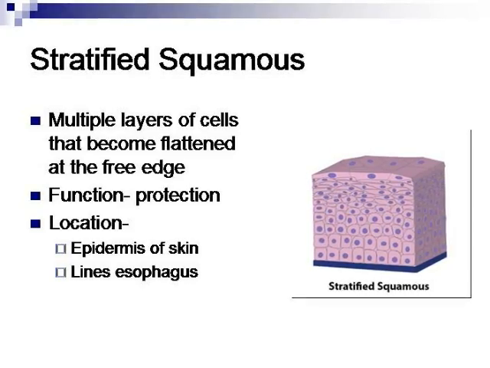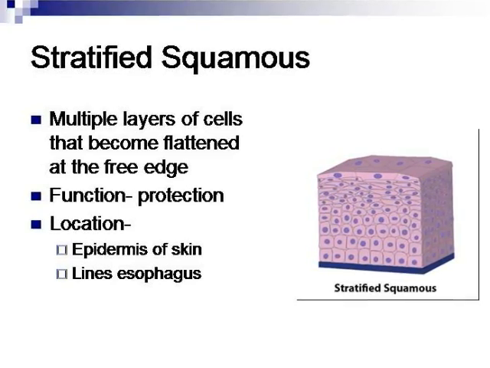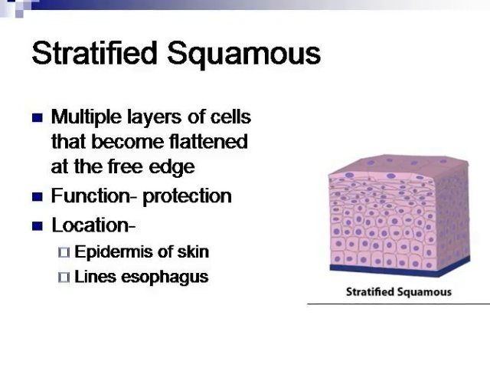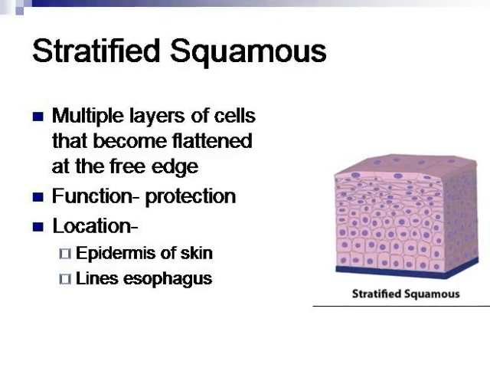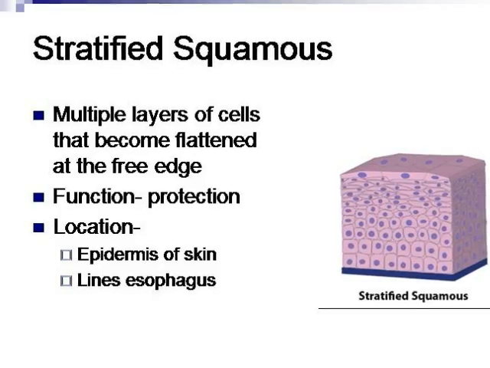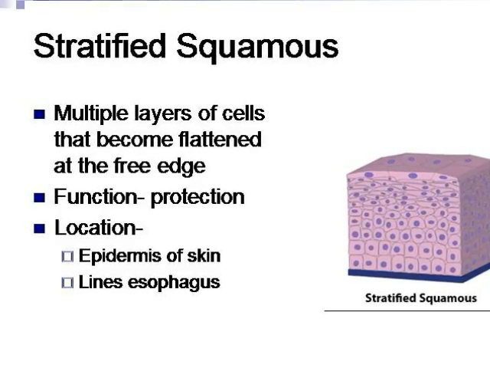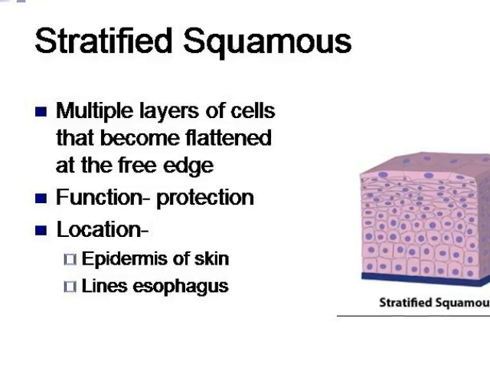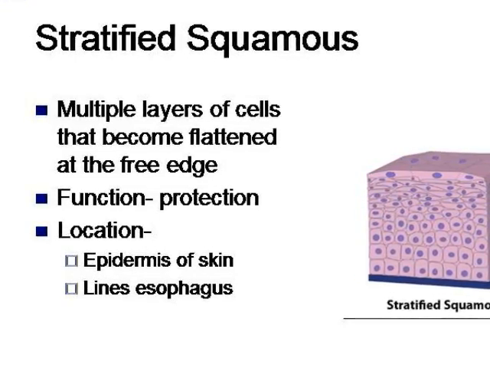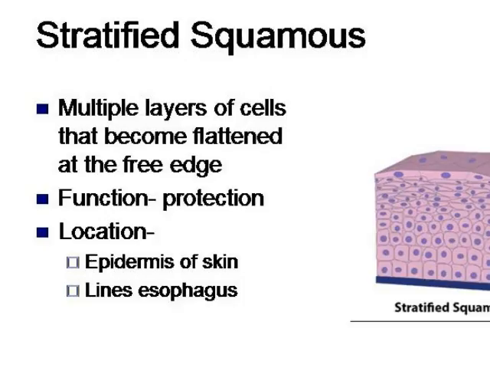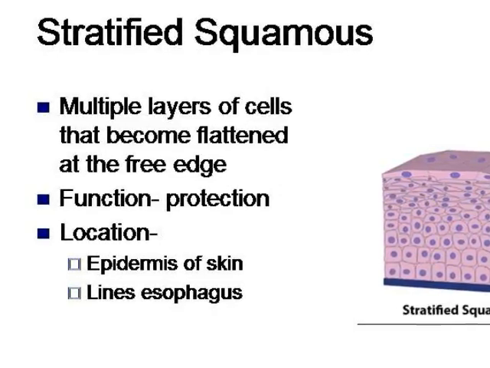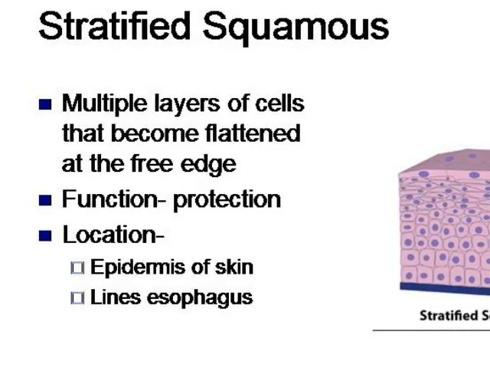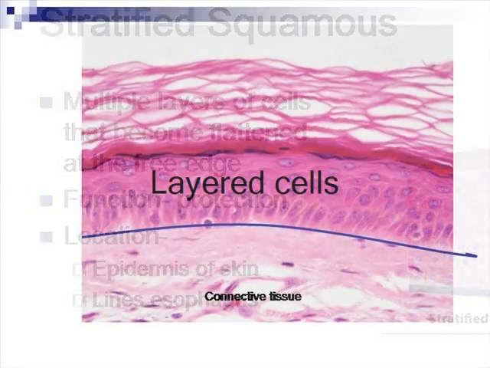The last two types of tissue that we are going to discuss are stratified, meaning they have multiple layers of cells. Stratified squamous tissue has multiple layers of cells that become flattened as you reach the superficial layer, or the free edge. The main function of stratified squamous tissue is to protect. You find stratified squamous tissue on the epidermis of skin, which is the skin that is exposed to the surface of the body, and lining the esophagus.